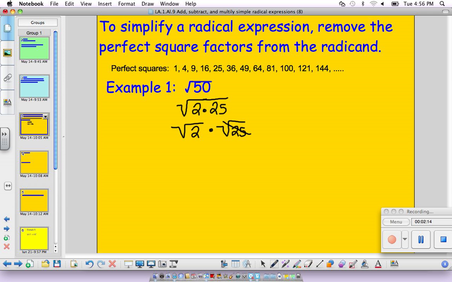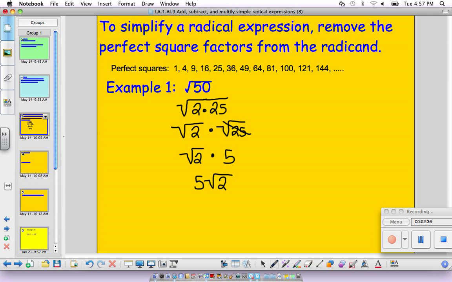So my answer is the square root of 2 times 5. Now traditionally in algebra, we would write it so that this constant was in front of the radical sign. So you will see this answer written as 5 times the square root of 2.